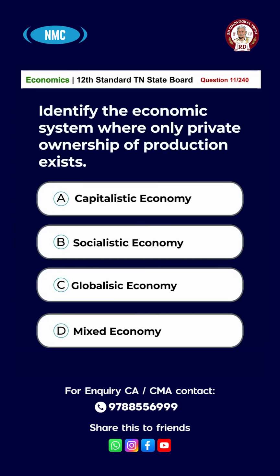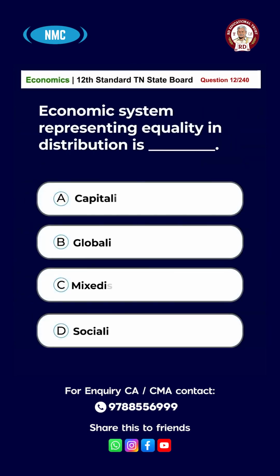Question number 11. Identify the economic system where only private ownership of production exists. Option A. Capitalistic economy, B. Socialistic economy, C. Globalistic economy, D. Mixed economy. The answer is option A, capitalistic economy.